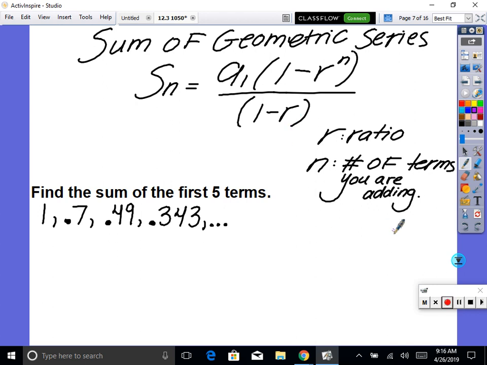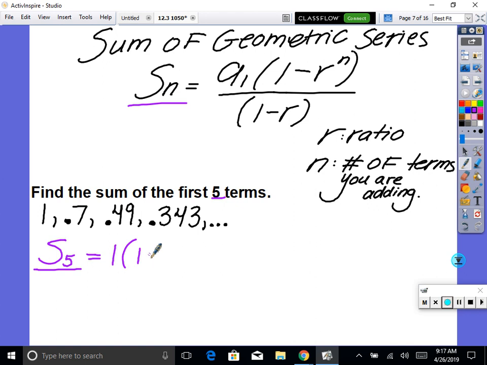So it says find the sum of the first 5 terms. So it's geometric, so we'd be using this formula. I call it the ugly formula, just so when you hear me say that. So we have a sub, so we're summing up 5 terms. So S of 5, that means the sum of 5 terms is equal to a sub 1 is 1.